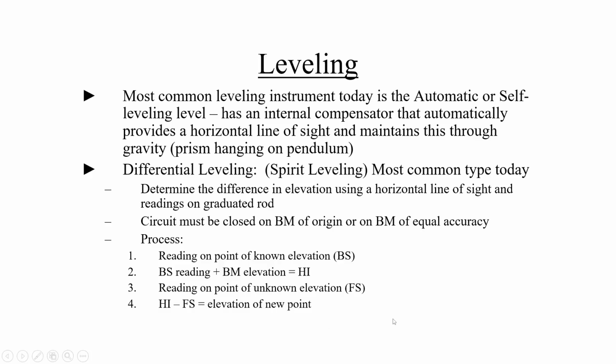The most common leveling instrument today is the automatic or self-leveling level. It has an internal compensator that automatically provides a horizontal line of sight and maintains this through gravity. For example, a prism hanging on a pendulum.